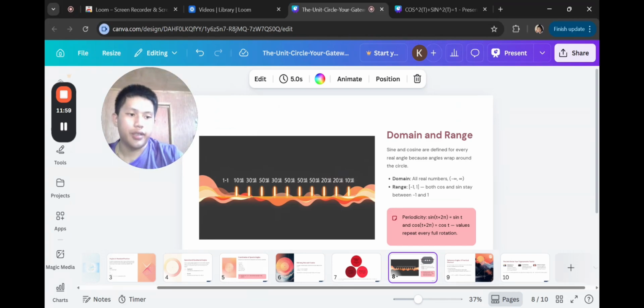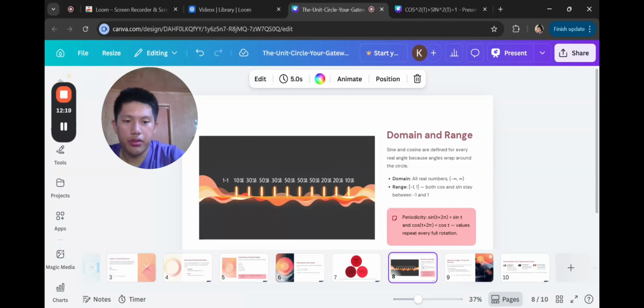Next is the domain and range. Actually I have a lot of examples for this, but I'm just gonna go with one. The trigonometry functions are based on a unit circle, which allows them to handle any input value. So the domain, guys, is all real numbers, which is negative infinity to positive infinity.